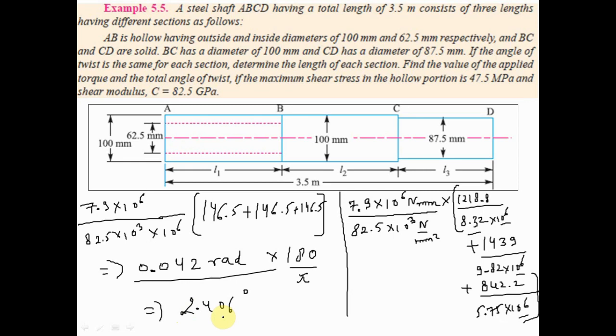So you calculated the total angle of twist theta as 2.406 degrees. This is the answer for this part. So what we did: we calculated the length of each section, then we calculated the applied torque, then finally we calculated the total angle of twist. I hope you understood this numerical, and this was lecture 3.